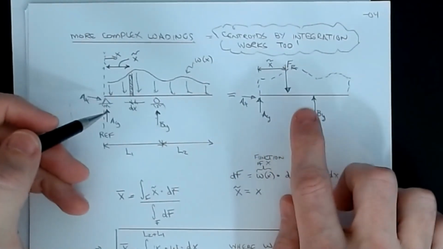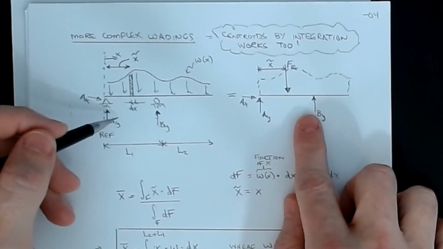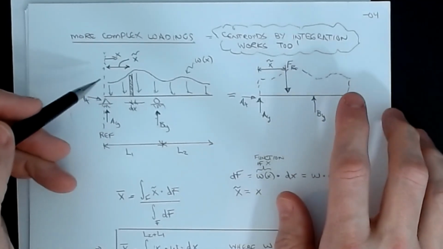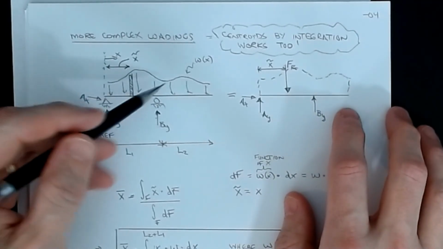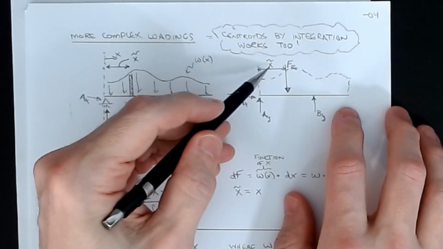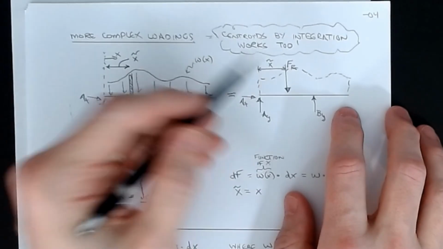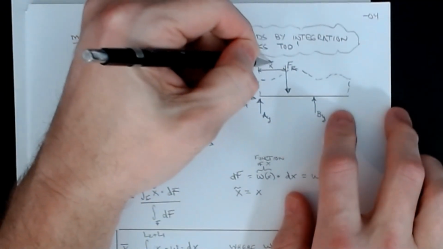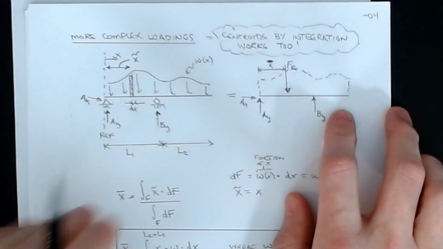Assuming that the equivalent system is the same as the original, then if equivalence is true, I should be able to write that this whole complex load is the same as a single load applied at some centroid location that we would call x bar. I do that as x squiggle, that should be x bar.